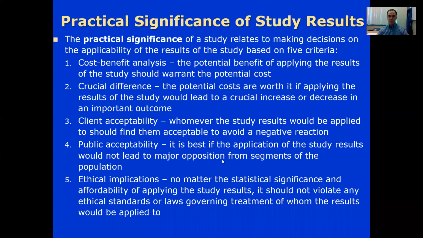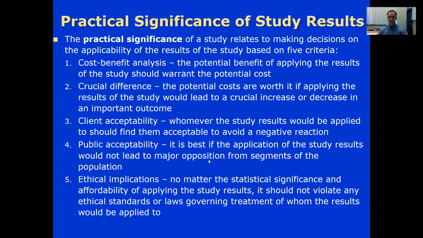The second is crucial difference. That means that the potential costs are worth it if applying the results of the study would lead to a crucial increase or decrease in an important outcome. So let's say, for example, a study has to do with treating breast cancer, and they find that this very expensive protocol does reduce mortality rate. In this particular case, even though it might cost a lot, the benefit is that it reduces mortality rate. So this might be where people would get behind this and feel that the potential costs are worth it.